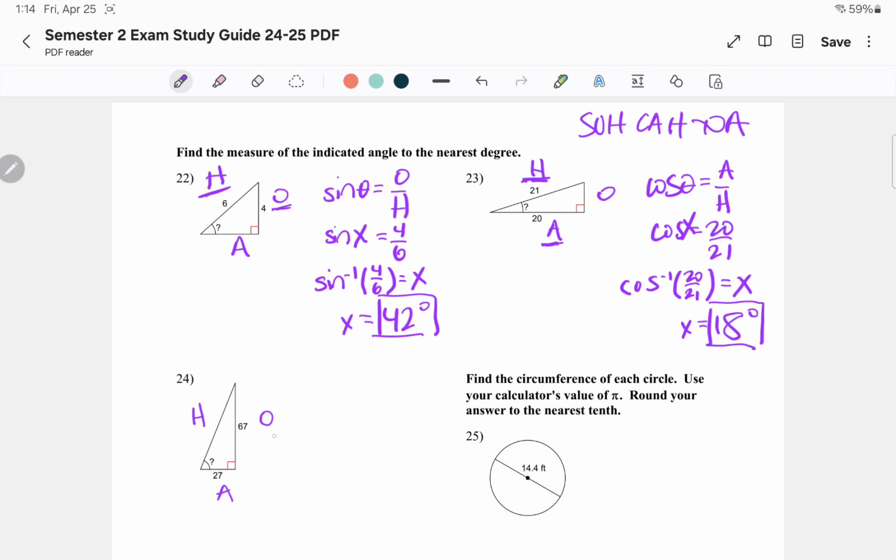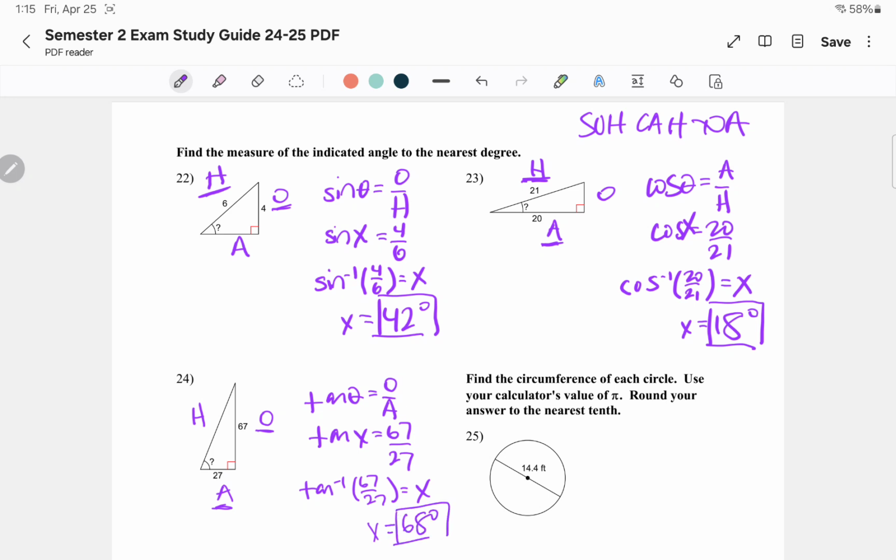All right, and then 24, this time it's O and A, which is tangent. So tangent theta is O over A. I'm going to put in x. I'm going to put in 67. I'm going to put in 27, and then do inverse tangent and flip those around. So x is on the other side. So in my calculator, inverse tangent, 67 divided by 27, and I get 68 degrees.